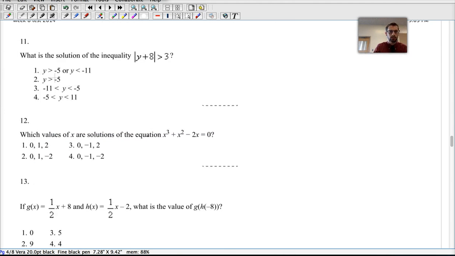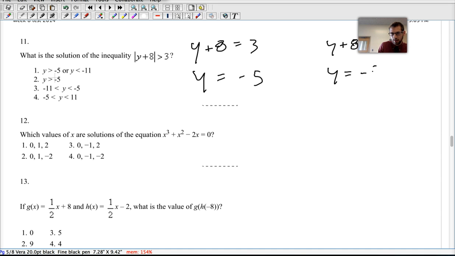Alright, number 11. I'm almost getting tired of doing these now. So y plus 8 equals 3. Y plus 8 equals negative 3. Anytime you have these absolute values, you got to set it equal to whatever's on the right, positive and negative. So y is going to be equal to negative 5 here, and y is going to be equal to negative 11 over here. Now I'm going to test a point in between.